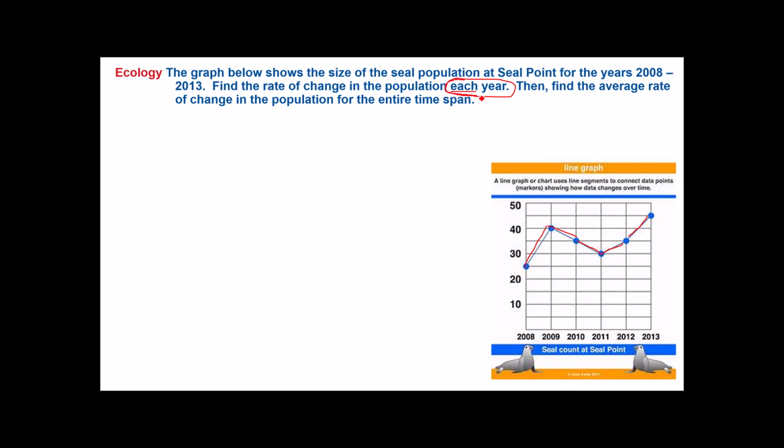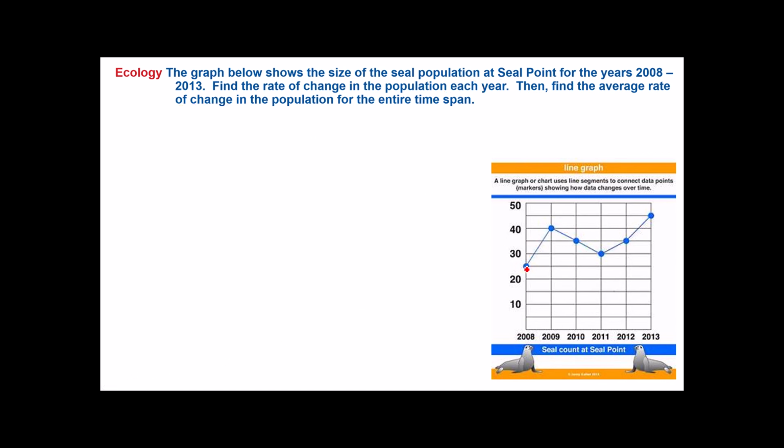Watch out for that word each. It does sneak up on you just a little bit. And then lastly, we're asked to find the average rate of change of the population for the entire span. So we'll do that in a second. I'm going to go ahead and do the first one for you. Then I'm going to ask that you pause the video and try the rest on your own.